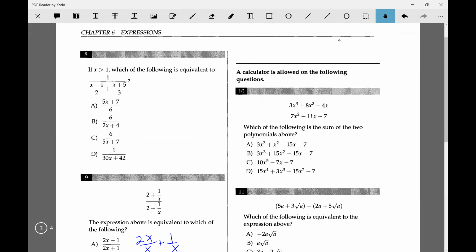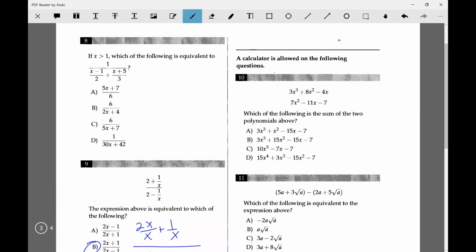And now for number 10, which of the following is the sum of the two polynomials above? This is just combining like terms. Even though it says you can use a calculator, you really don't need one. First you have 3x cubed. Does anything else have an x cubed? No. You cannot combine these two terms because the exponent is different. Next is x squared. I see there is 2x squared, so I can add both of them because it is a sum. That equals 15x squared.